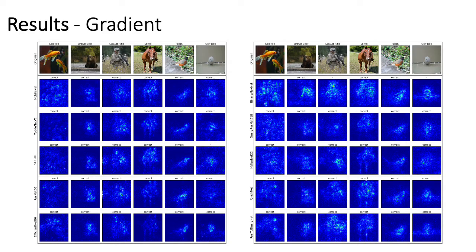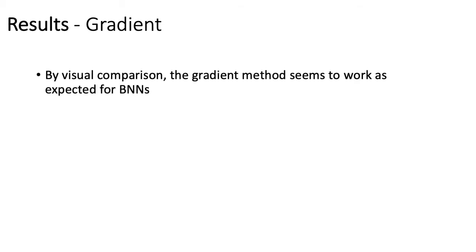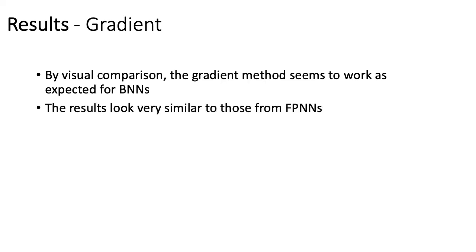So our first set of results, these are using the gradient technique. These are the BNNs, these are the full precision networks, and as you can see, we have a range of networks here of both kinds. Just by visual comparison, the gradient method seems to work as expected for BNNs, and the results look pretty similar.